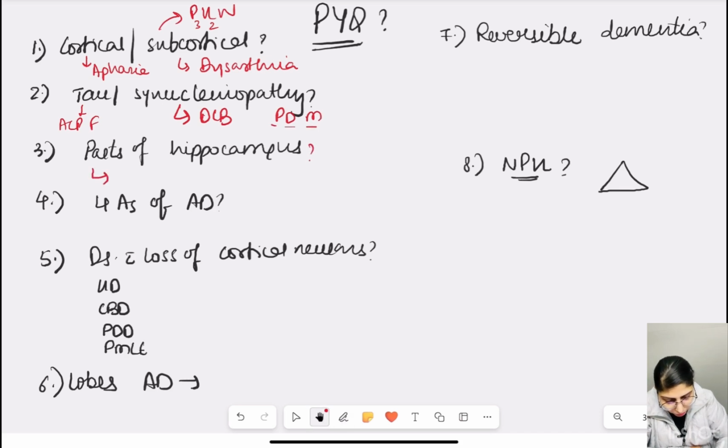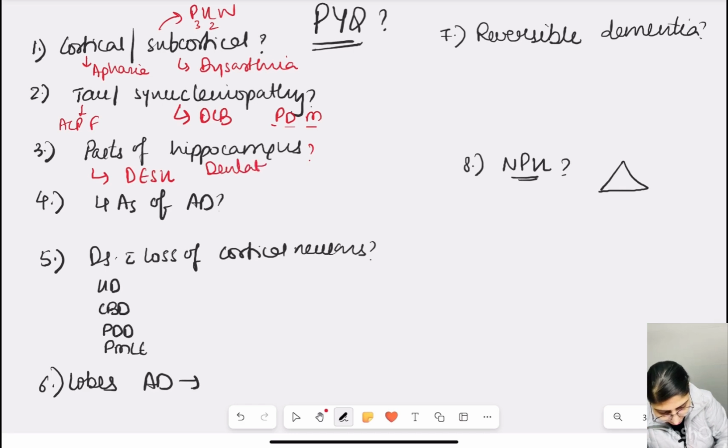Now parts of hippocampus are important to remember. Parts of hippocampus are hippocampal gyrus that we know, dentate gyrus, a subiculum, hippocampus proper and entorhinal cortex. So how can we remember this? Yes, I remembered it with a mnemonic, DESH.